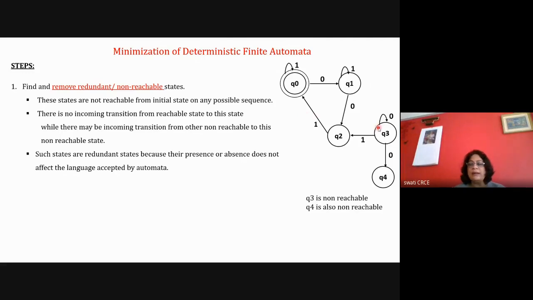Okay, so it may not have any incoming transitions, but if it does have an incoming transition, that incoming transition is from a non-reachable state to the non-reachable state. So we need to identify that carefully. Such states' presence or absence does not affect the language accepted by this machine. Every machine has its own language and its own grammar. Like I told you in one of the lectures, DFA has the language called regular language, and the grammar is called regular grammar, which we represent by using regular expression.